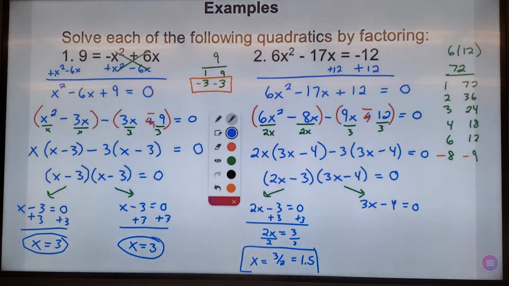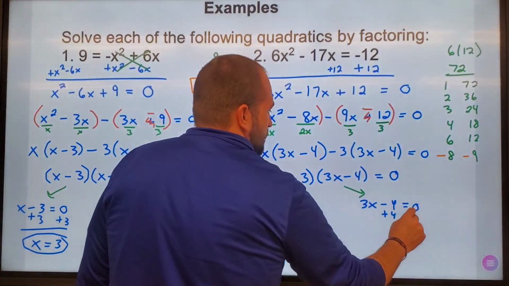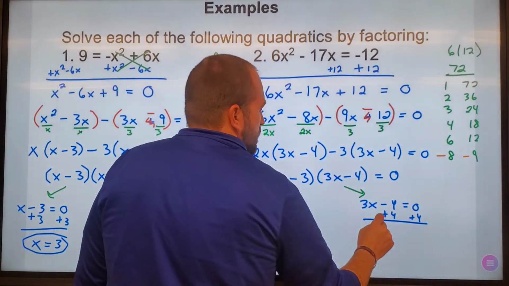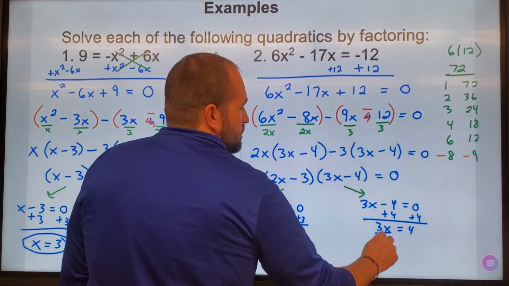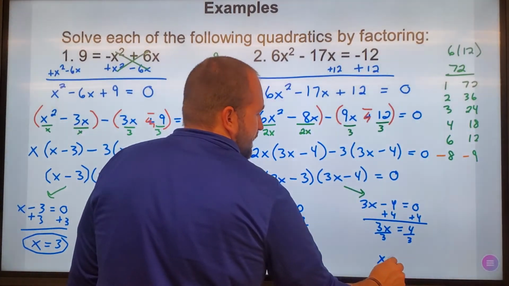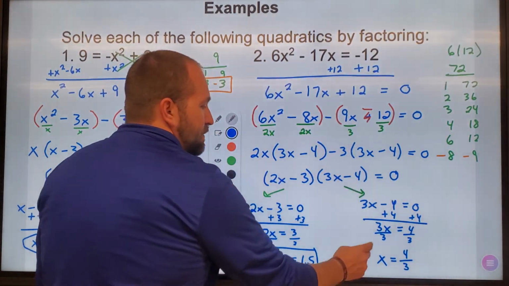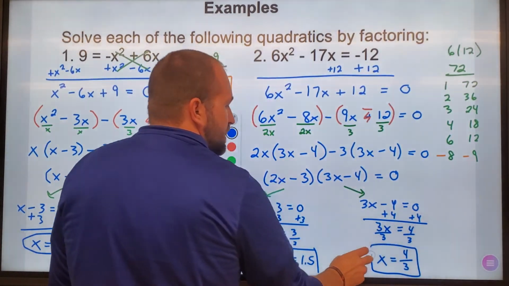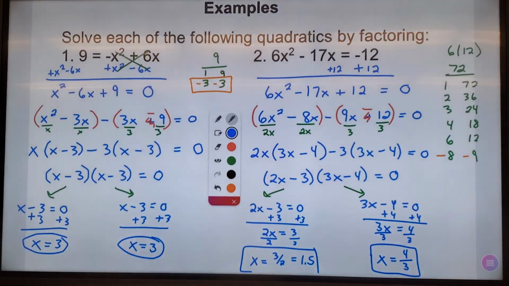On the second one then, we're going to add 4 to both sides. So 3x equals 4. I'm going to divide both sides by 3. Here I cannot simplify. This becomes 4/3. Again, I would not write this as a decimal because it becomes 1.3 repeating. And I don't want to lose any information, so leave it as 4/3.